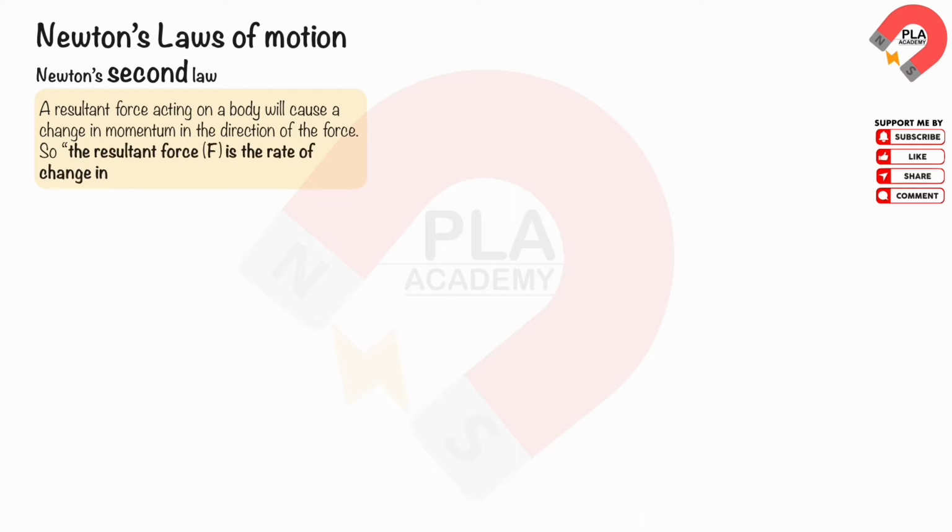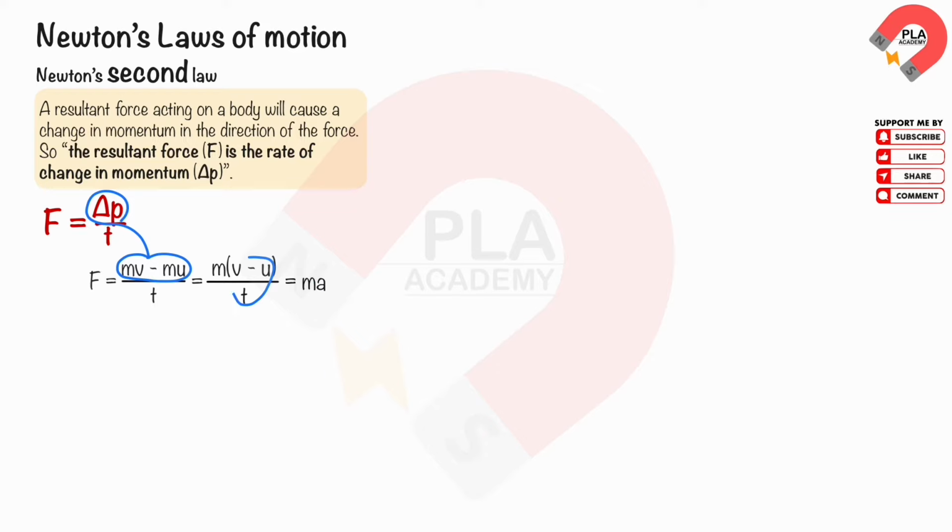Newton's second law of motion states that a resultant force acting on a body will cause a change in momentum in the direction of the force. So, the resultant force is the rate of change in momentum. The formula of the resultant force is F equals delta P divided by t, where delta P is the change in momentum, which is mv minus mu, and (v minus u) over t is the acceleration, a. So, the resultant force can be written as F equals ma.